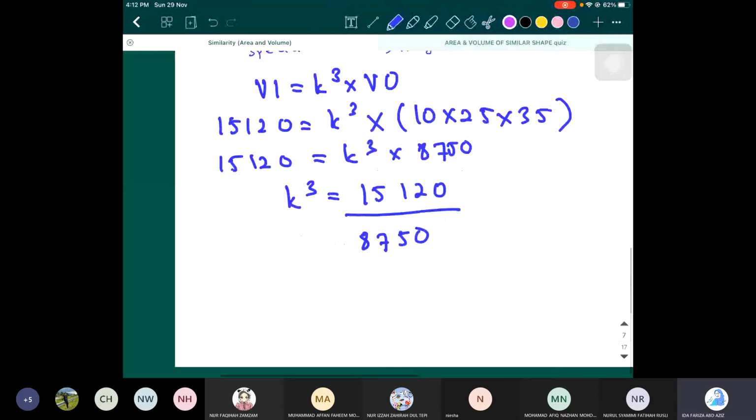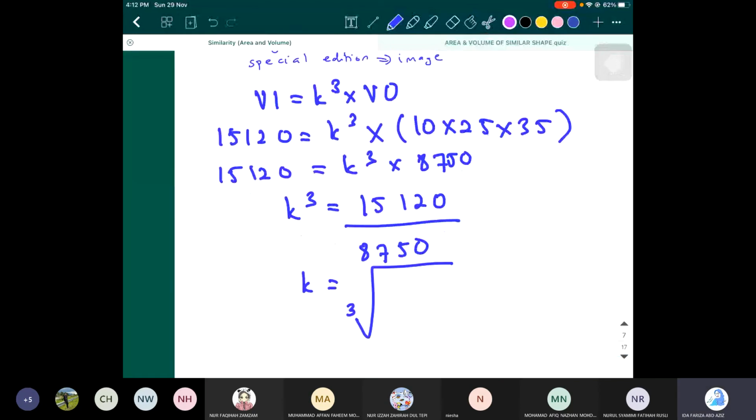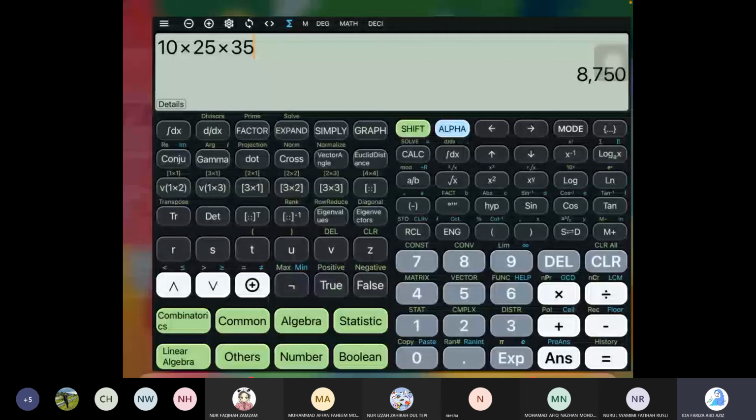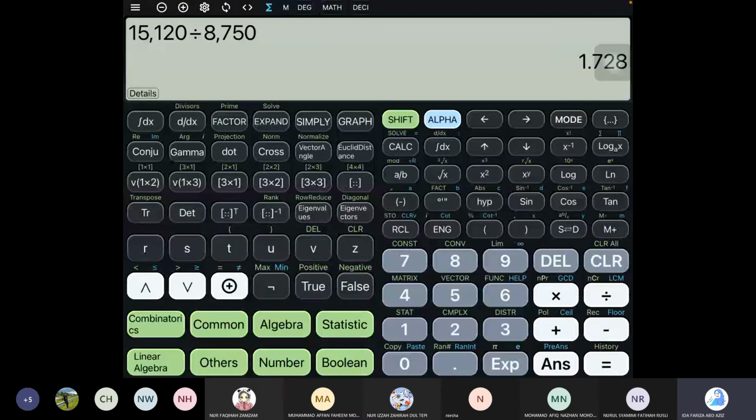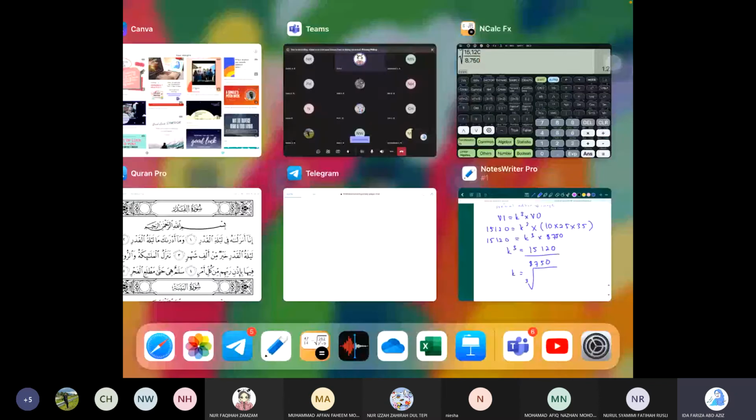So, to get K only, we have to cube root. So our answer: 15120 divide 8750 gives 1.728. Cube root this answer. Cube root of 15120 over 8750 gives 1.2. Okay. We got the answer K equals 1.2.